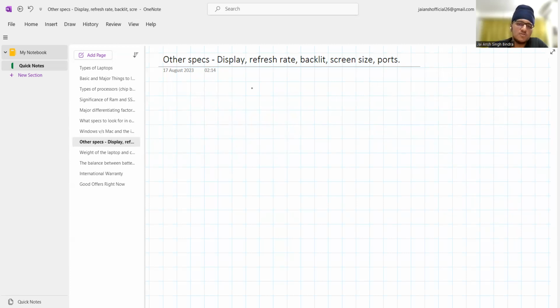So I'm going to be talking about the other specs now: display, refresh rate, backlit, screen size, ports, etc. There are different types of display. The most famous one being the 45% NTSC display.